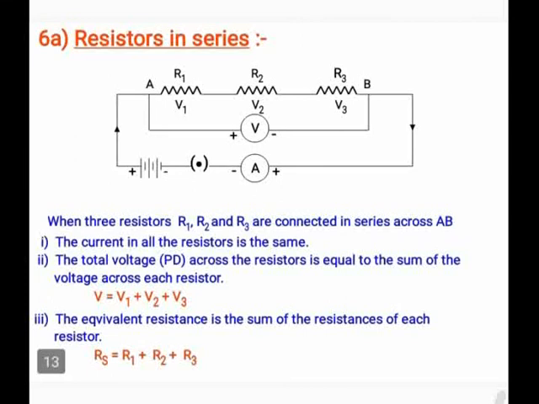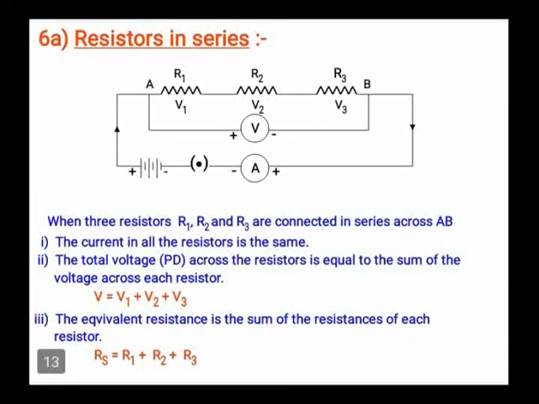Resistors in series. When three resistors R1, R2 and R3 are connected in series across two points A and B according to the above figure, then the current in all the resistors is the same and the total potential difference across the resistors is equal to the sum of the voltages across each resistor. V = V1 + V2 + V3, and the equivalent resistance is the sum of the resistances of each resistor: Rs = R1 + R2 + R3.